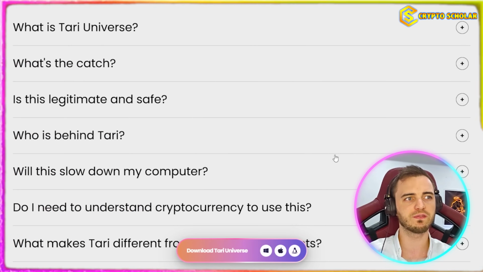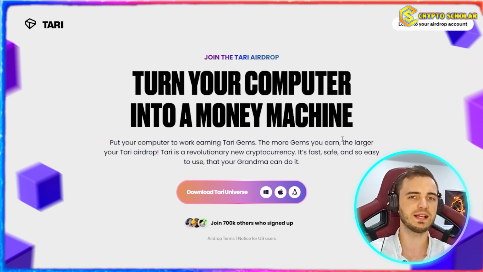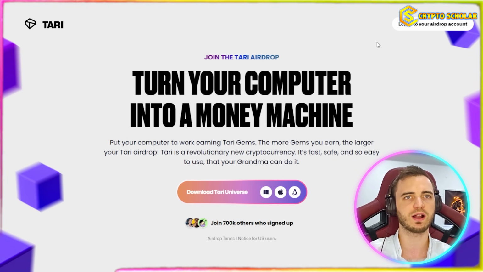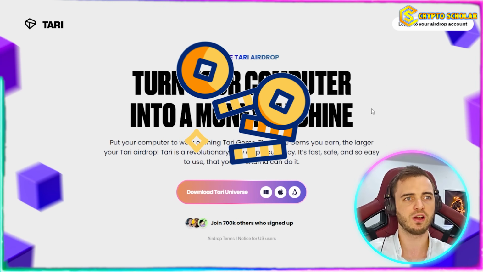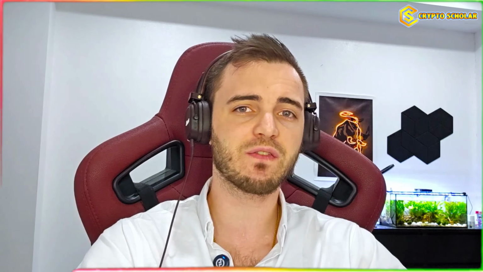And if you're not involved yet, I would definitely consider having this on your radar, because it's super easy to download, literally a couple clicks here. You download this to your system and have it running, set it up in the background, and then earn those Tari gems for this upcoming airdrop. So that is the Tari airdrop and Tari token, guys. This is definitely one of the biggest things I see coming out of 2025. So definitely check this one out.